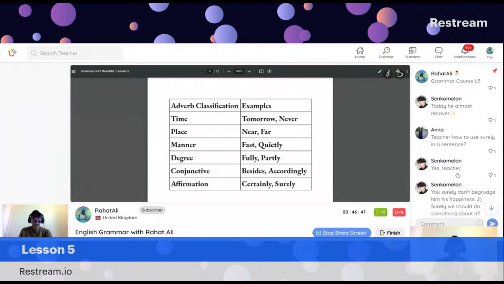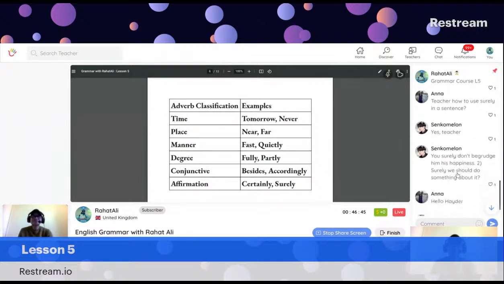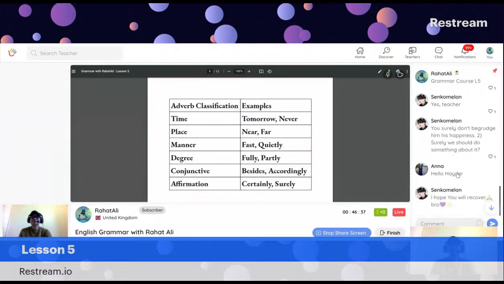Okay, so how do you use surely? Sanko has given us an example. Yes, you surely don't begrudge him his happiness. Yes, that's cool. Surely is an adverb. Surely you don't believe me. That is a surprise. Remember, this surely means obviously you don't believe me. Yeah, sometimes we use it in daily conversation. Good examples, Sanko.